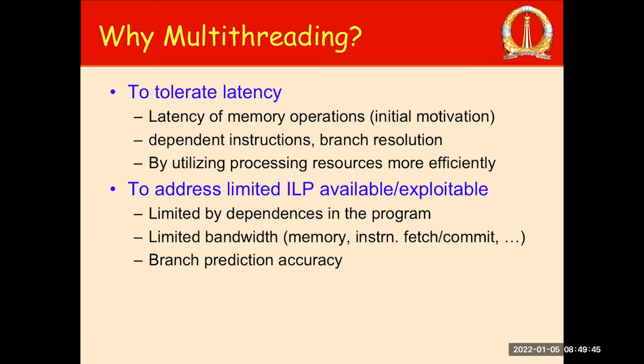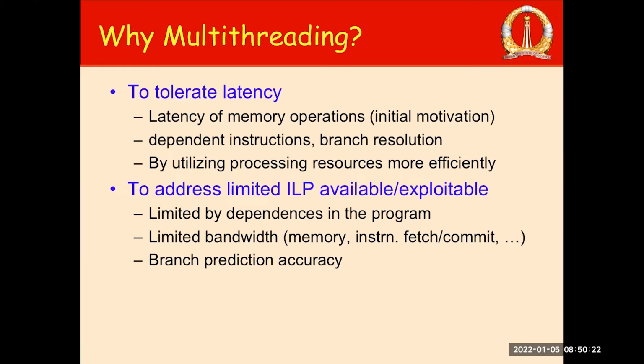So as the complexity of superscalar processors keeps increasing, the returns in terms of the extent of instruction level parallelism, or the gains that you get out of it, started slowly saturating. That's another reason why people thought they had to move from just instruction level parallelism to other forms of parallelism. And that is where they thought about exploiting thread level parallelism.